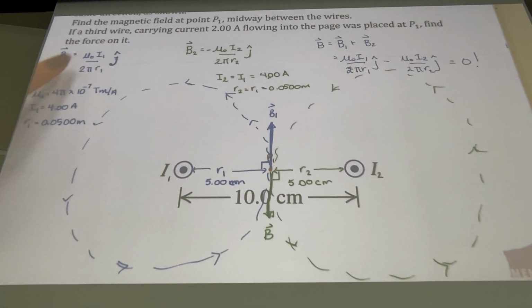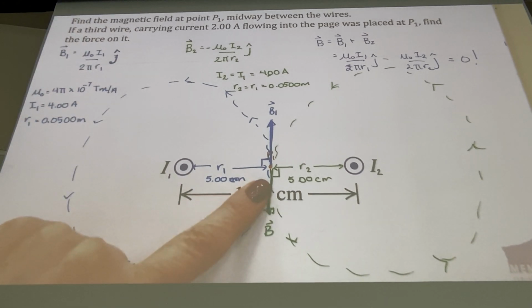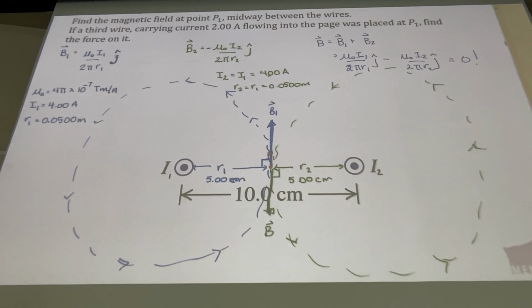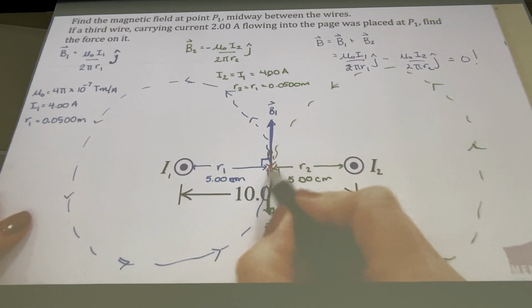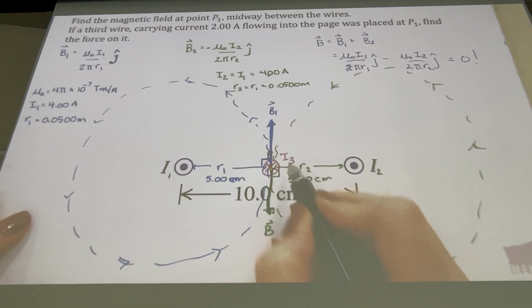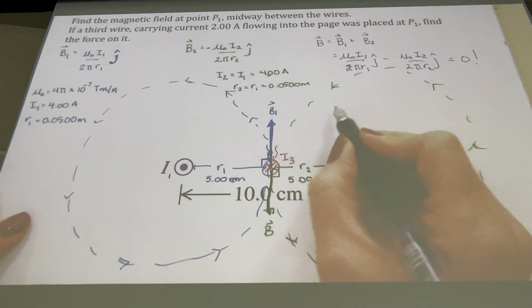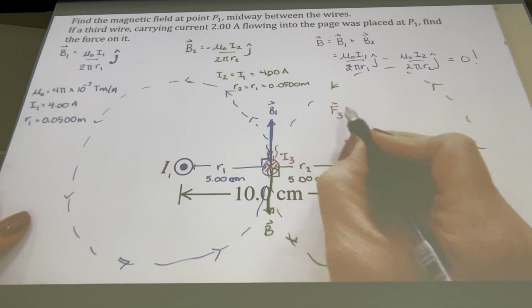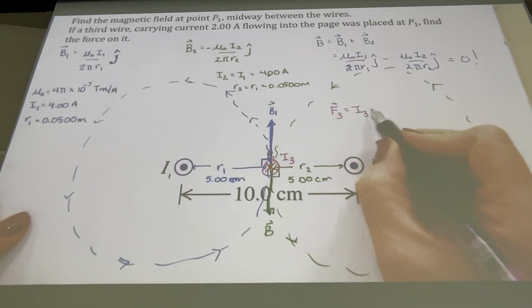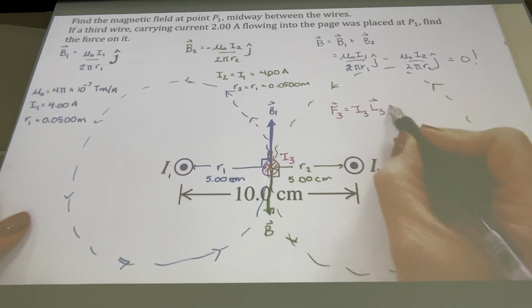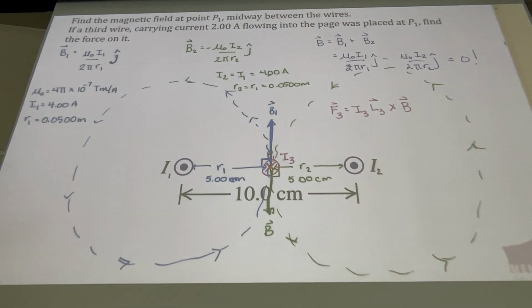Part B of the question, if we put a third wire carrying a current of 2 amps flowing into the page at point P1, so we're going to put a new wire in here. That current flows into the page, so that's an X, that's our I3. What is the force on this wire? Well, the force on wire 3 is the current in wire 3 times the length of wire 3 crossed with the magnetic field it's sitting in. This one's easy. The magnetic field is 0, so the magnetic force is 0.